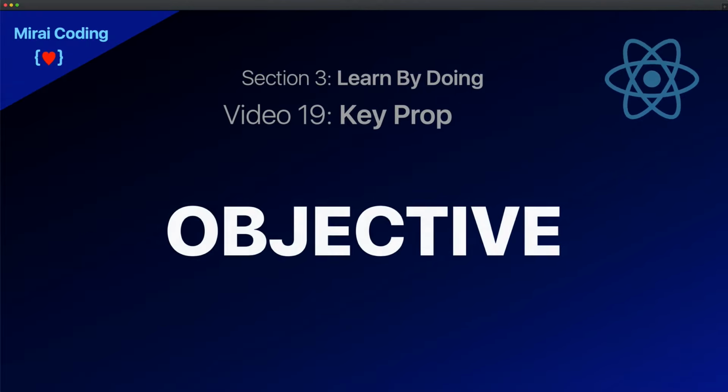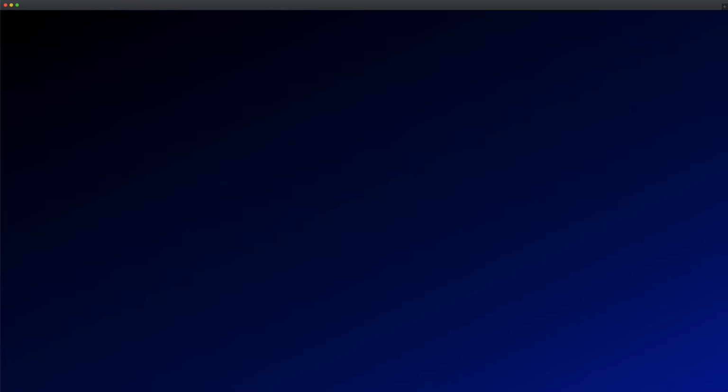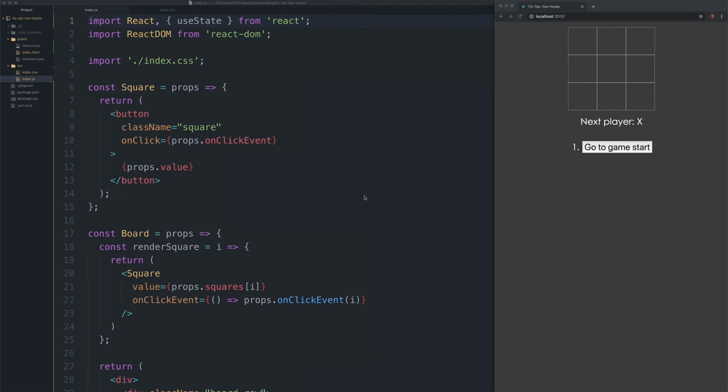Video 19. Key prop. We have a single objective in this video. We will explain why the key prop is so important in React for list elements, and how to use it. Let's have a look at the browser's console.